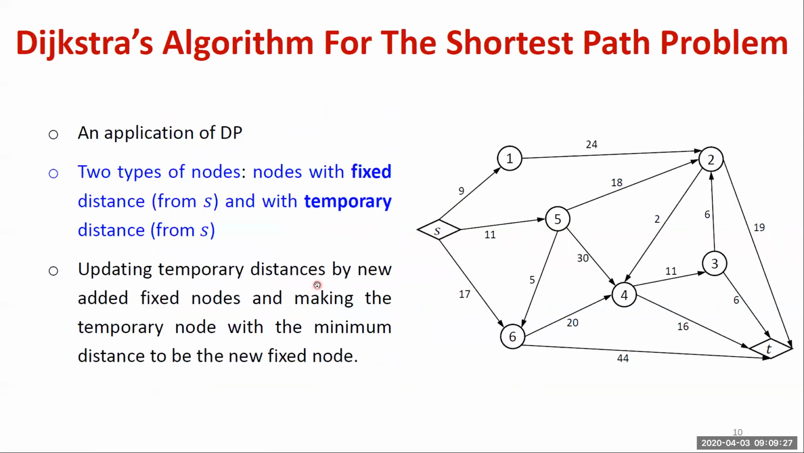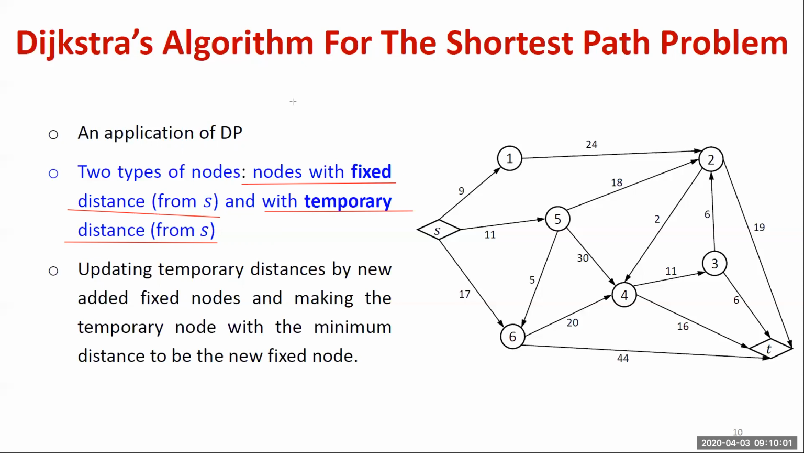First of all, in Dijkstra's algorithm for the shortest path problem, SPP, we have two types of nodes. Nodes with fixed distance, let me draw a line, nodes with fixed distance from S, of course, and also nodes with temporary distance. Fixed distance means that the distance is already fixed. It's permanent. And temporary distance means it's temporary, we can update it later.